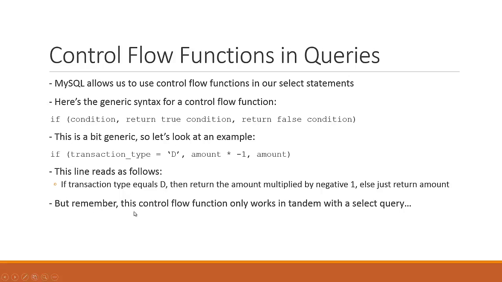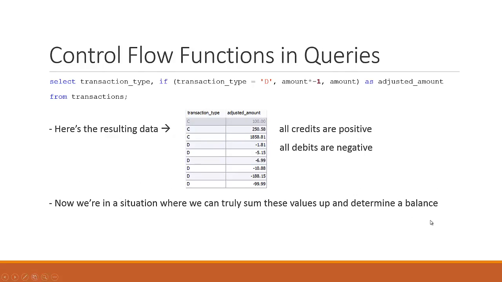Remember, this control flow function only works in tandem with a select query. Okay, because like I said up here, MySQL allows us to use control flow functions in our select statements. If you just put this all by itself, MySQL will probably underline it in red and say you have a syntax error, and probably give you a random strange error message. So how can we use it in tandem with our select statements? This is how we could do it.